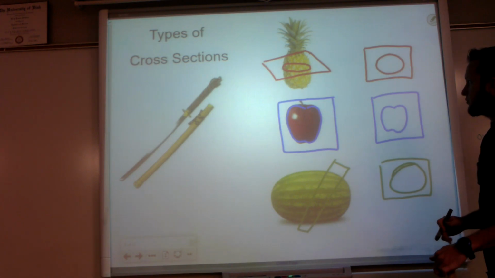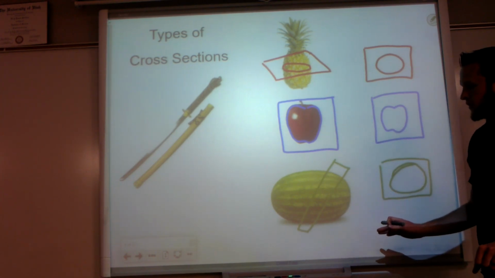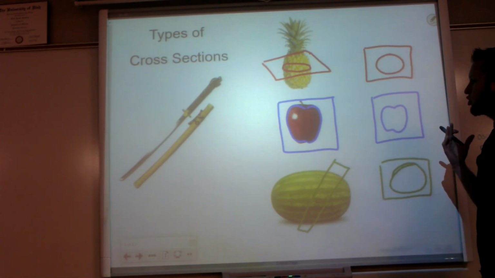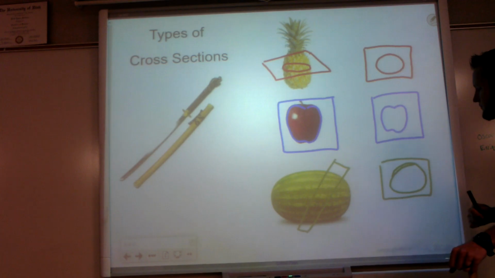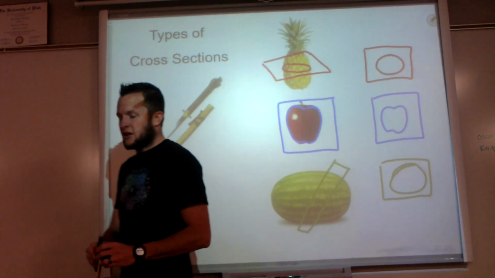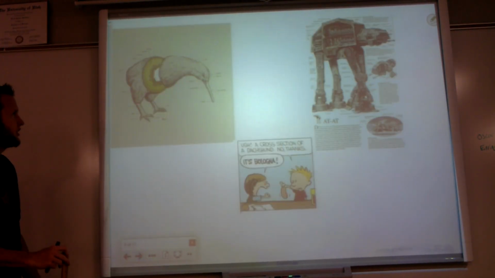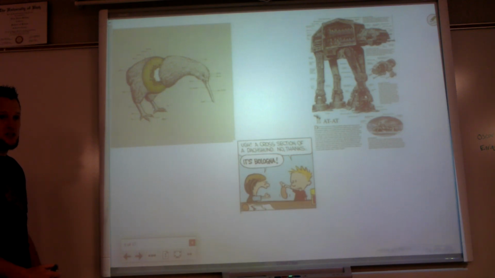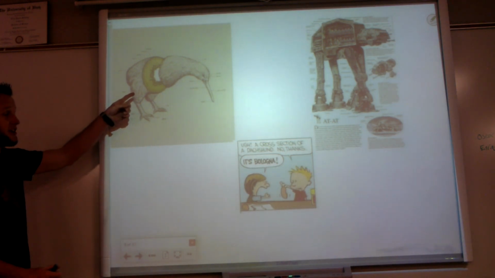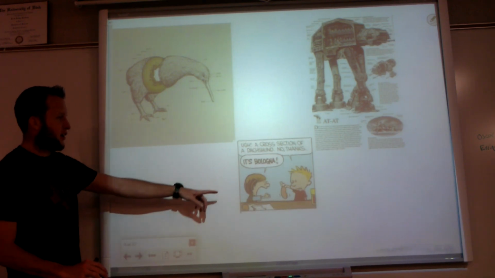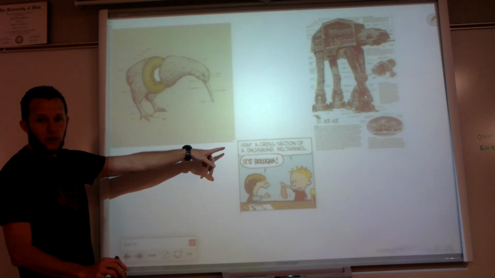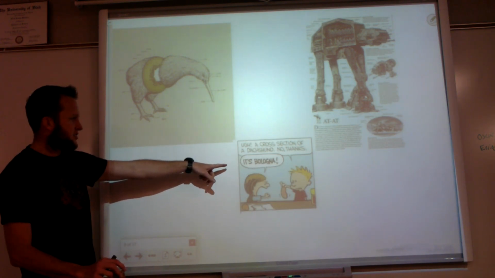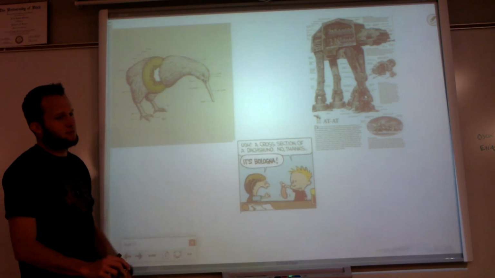So the idea here is that we're taking a three-dimensional shape and looking at a slice of it in two dimensions. Now this is fun to talk about. Let me show you some fun things here. Guess what you get if you take a cross-section of a kiwi? A kiwi. Get it? Alright. This one, Calvin and Hobbes, he says, ugh, a cross-section of a dachshund. That's a wiener dog. No thanks. She said, that's baloney. Pretty funny.